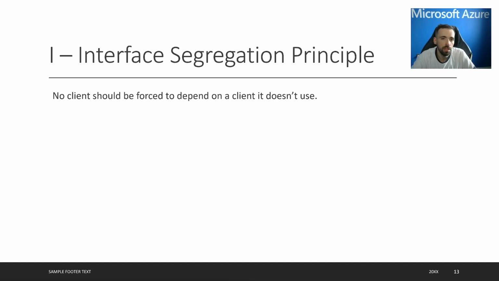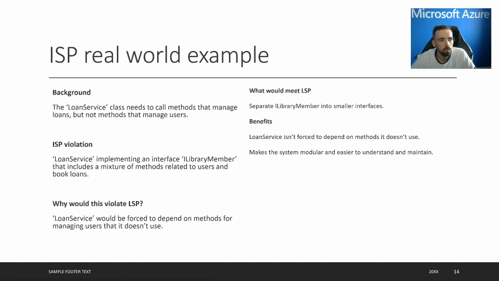The next principle is the interface segregation principle, and this says that no client should be forced to depend on methods it does not use. As a real-world example, LoanService class calls methods for managing loans, but it doesn't need to use methods related to managing users. It would violate ISP to create a new interface, ILibraryMember, that contains a mixture of methods related to users and book loans.